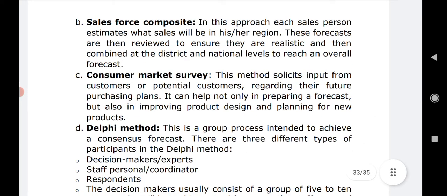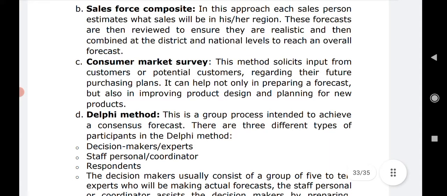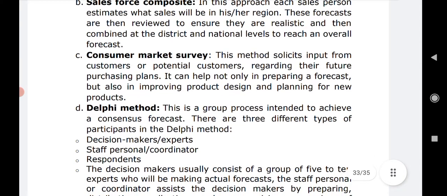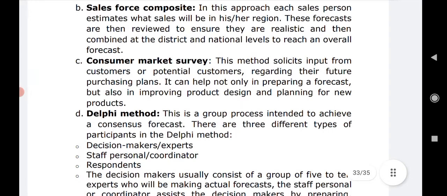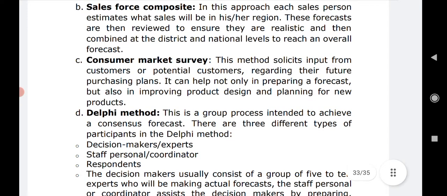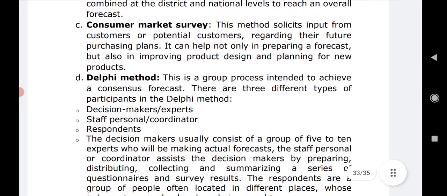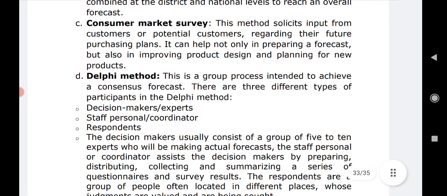Next comes sales force composite. In this approach, each salesperson who is doing the field work is asked to estimate what sales can take place in his or her region, and these forecasts are then reviewed to be realistic and then combined at a district level or maybe at the national level. Means all the sales force opinions, or their composite sales forecasting, is taken together, and then a decision may be taken. The next qualitative technique is the consumer market survey.